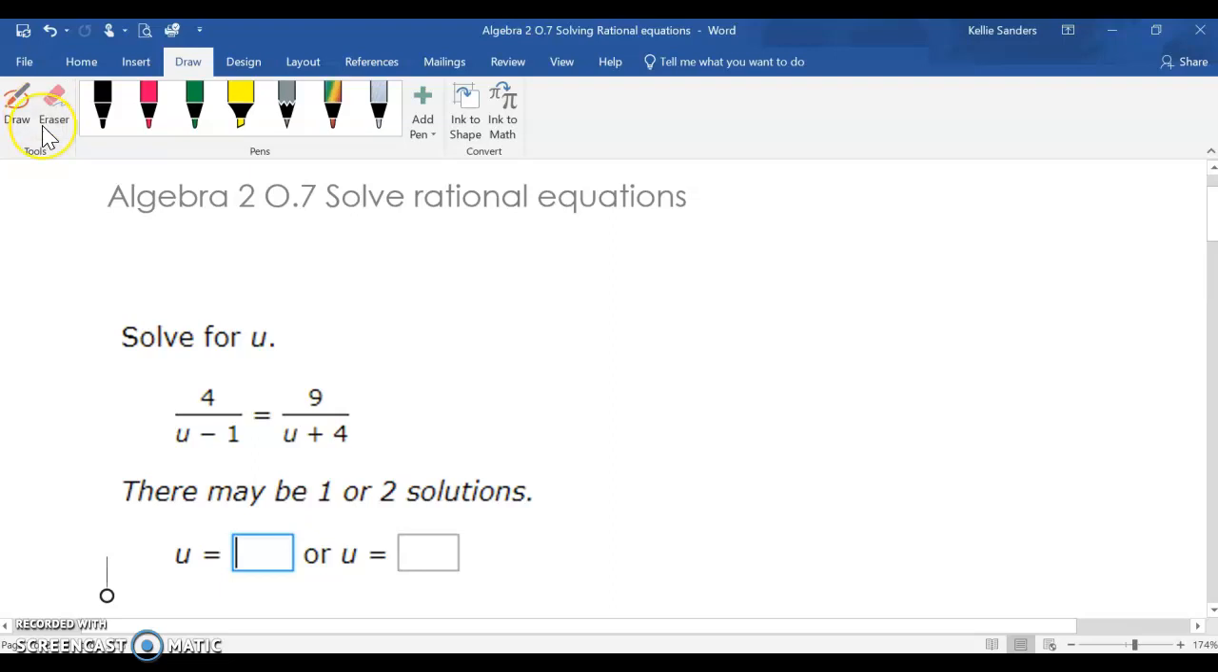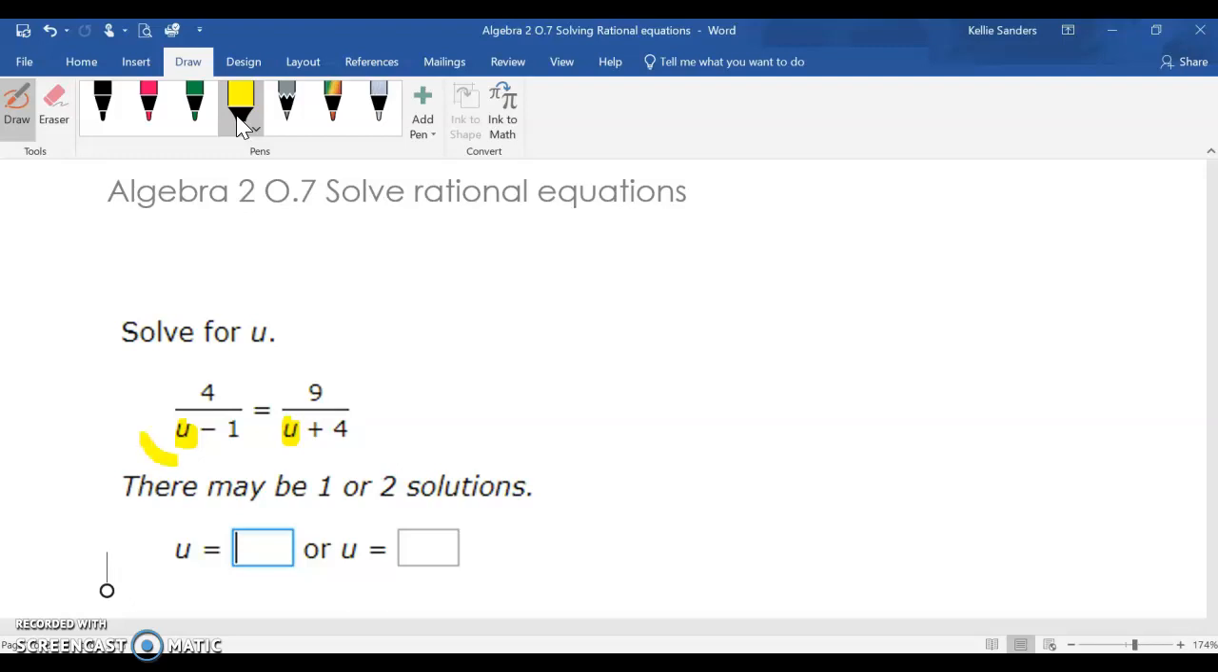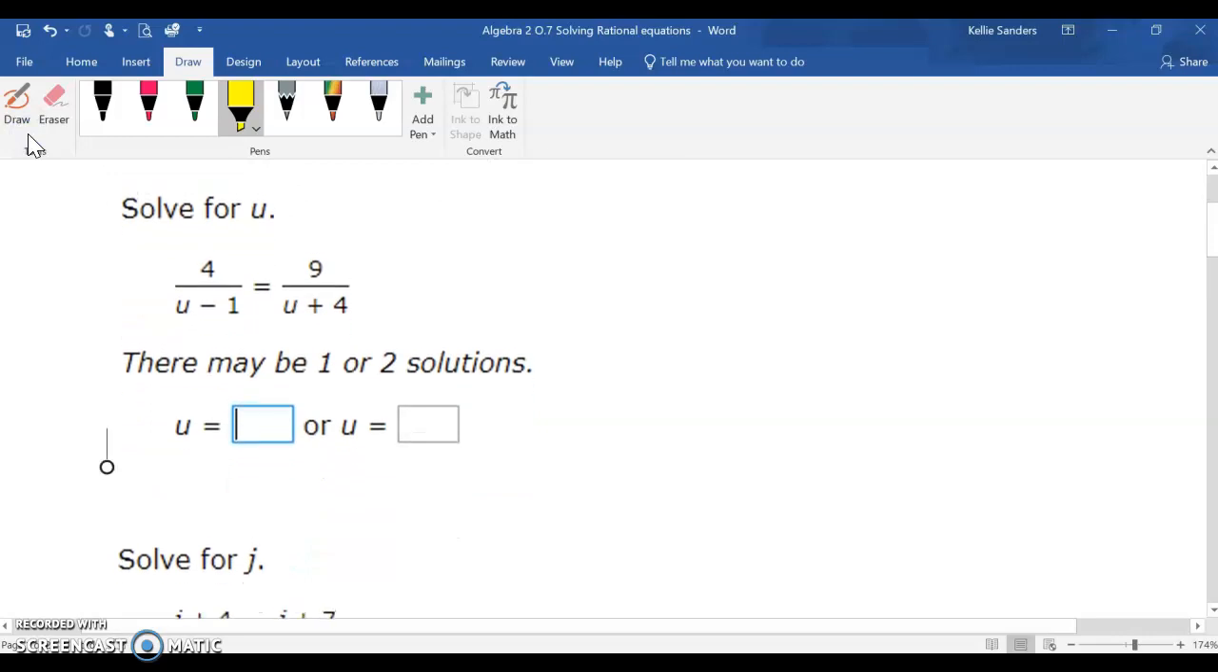So on this, we're going to solve rational equations. We're going to figure out what letter we can put into the variable where this side is going to equal this side. Okay, that's our goal. So it says solve for u. So when it says solve for u, our objective is to be able to get u by itself.